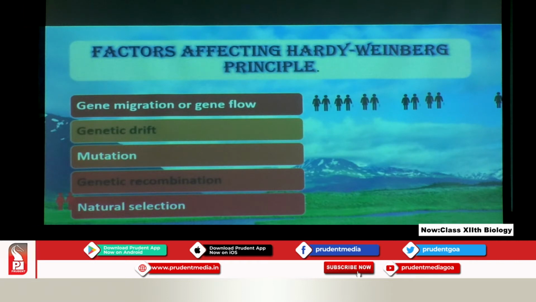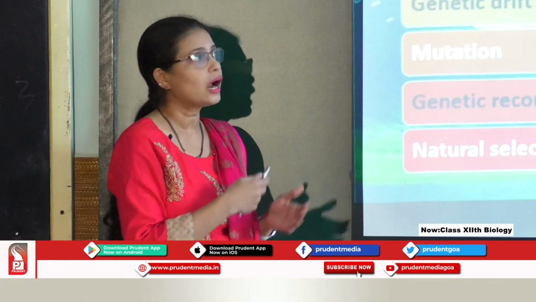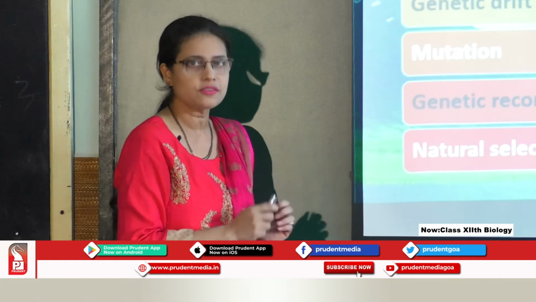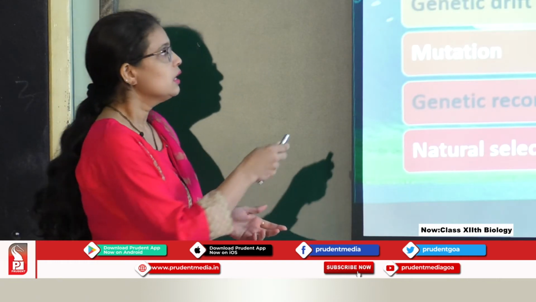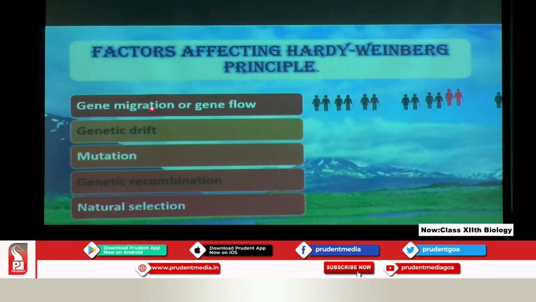What if some individuals have come from some other population and settled down here? Those many alleles are now extra here. They were not present earlier. So in this situation, the Hardy-Weinberg equilibrium is going to get disturbed. It is going to change. So gene migration, if it happens continuously, generation after generation, we call it gene flow.